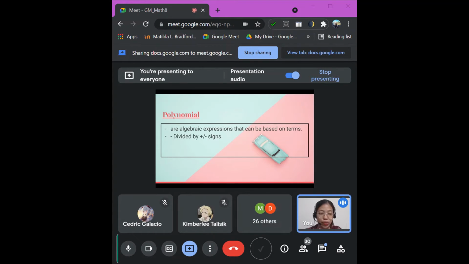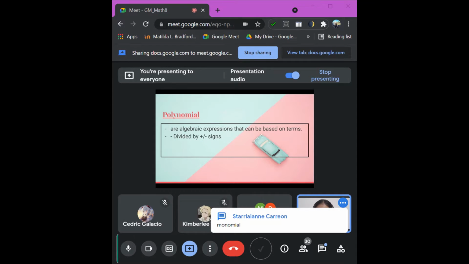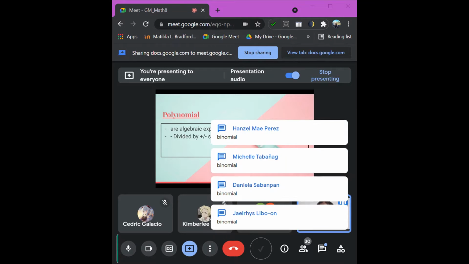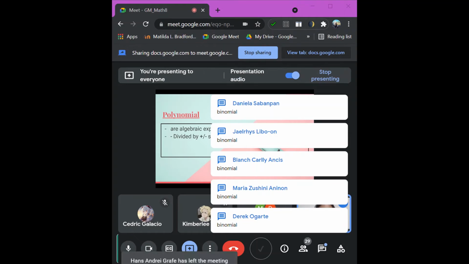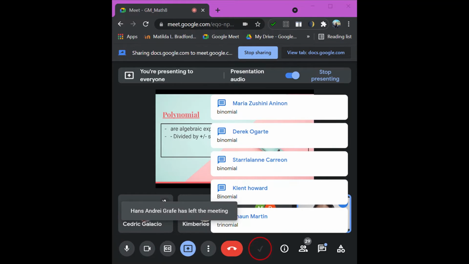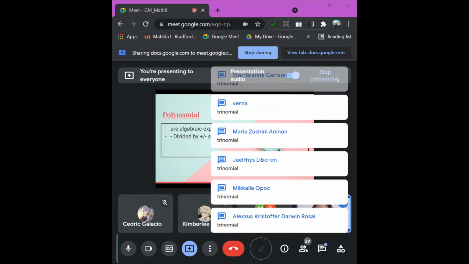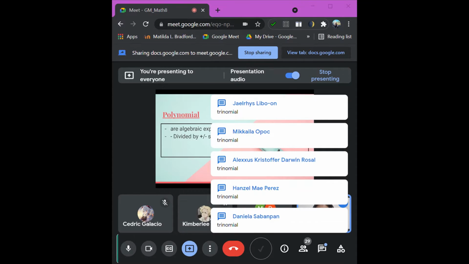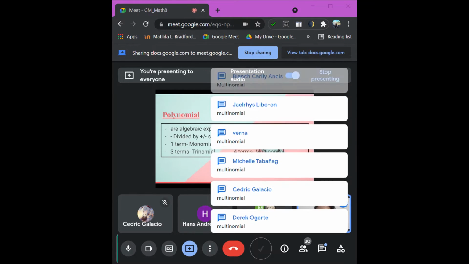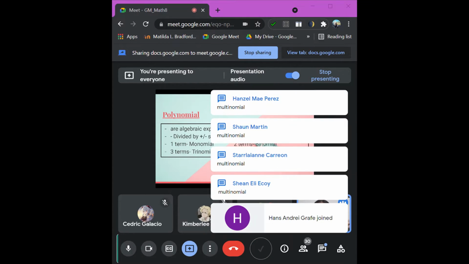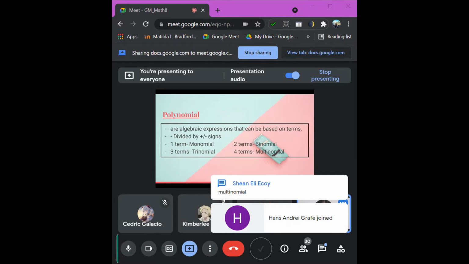How about if we're going to have two terms? Okay, that's great. We call that one as binomial. How about if we have three terms? Trinomial, wow. And how about if we have four terms? Okay, we have the multinomial. So, good job everyone. So, di ba, kaybaw na ta, aning unsa ning polynomial, basta na lang yun say plus o minus, or shall we say, expression po ang ato ang polynomial.